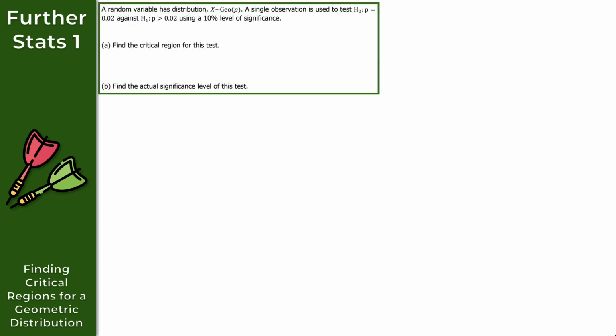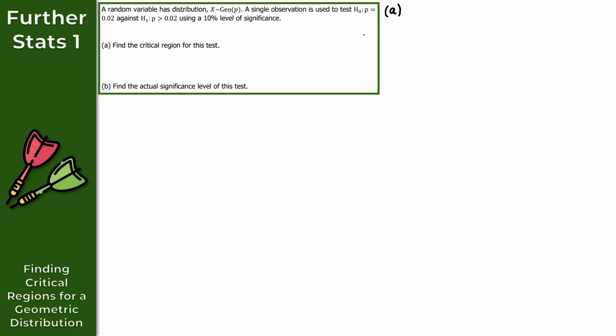So let's get started then with question 1. For question 1, we have a random variable which has the following distribution. A single observation is used to test p equals 0.02 against p being strictly greater than 0.02 using a 10% level of significance. For the first part of this question, part A, all we want to do is find the critical region for this test.